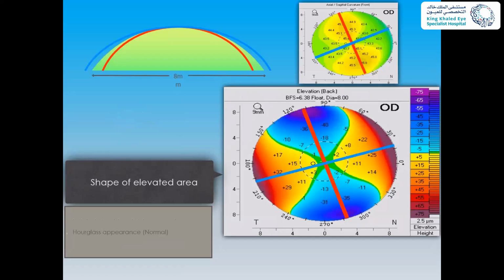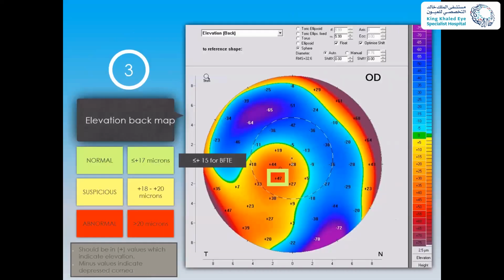You don't need to know how the astigmatism is calculated, but this is elevation. The colors are different compared to the previous one; here it is blue. So it is still steep, but it is blue. So this is the back elevation. Again, most of the time we are using the best sphere fit.